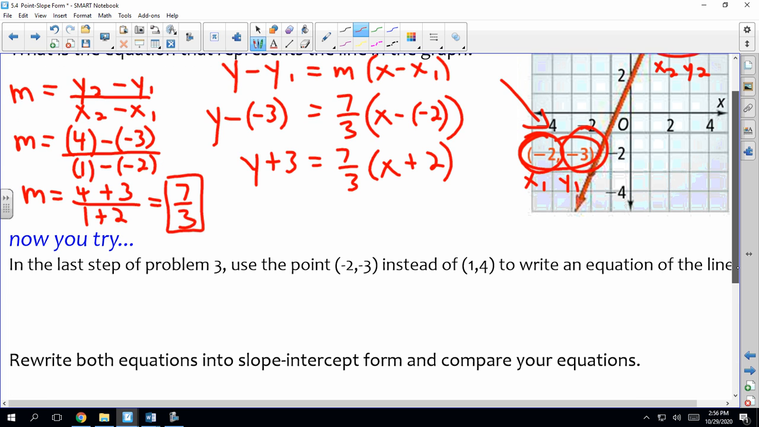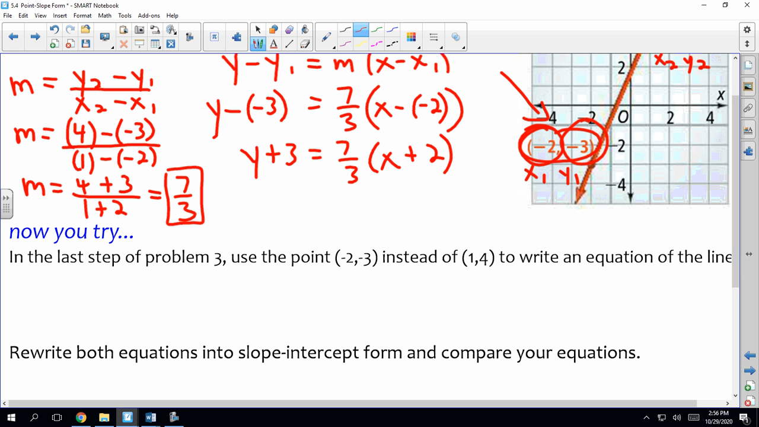Let's look at this question here in the Now You Try. It says in the last step of problem 3, use the point negative 2, 3 instead of 1, 4 to write the equation of the line.